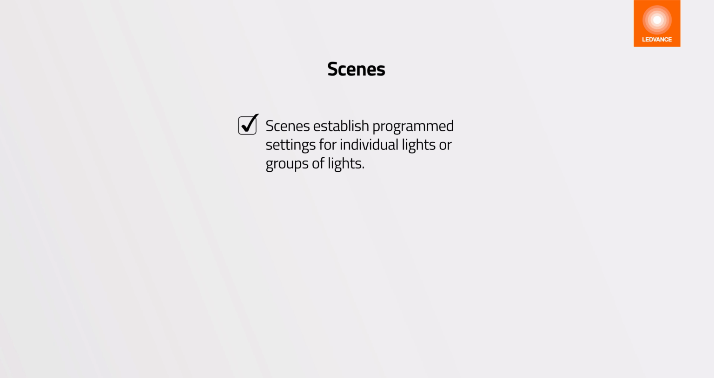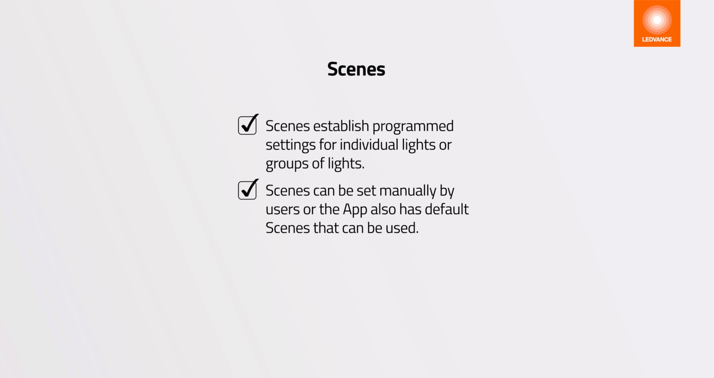Scenes establish program settings for individual lights or groups of lights. The scenes can be set manually by users. The app also has default scenes that can be used. You can read more about those in the app instruction manual. Activating a scene will cause all members to operate the settings to the selected scene. This step is done after adding lights and groups.